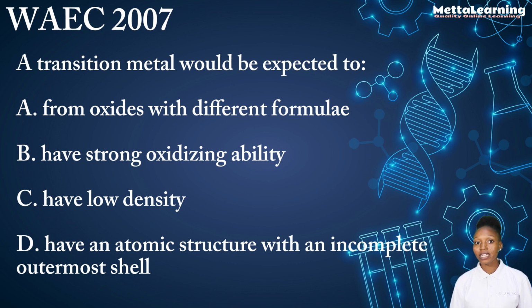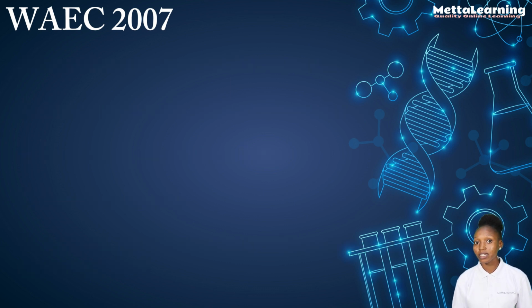Option A states that the transition metals can form oxide with different formula. This is the correct answer. Transition metals have variable oxidation states, meaning they can form compounds with different numbers of oxygen atoms. For example, iron can form iron 2, iron 3, and iron 4, which makes option A the correct answer. Another question from the same year again, 2007, question 34.